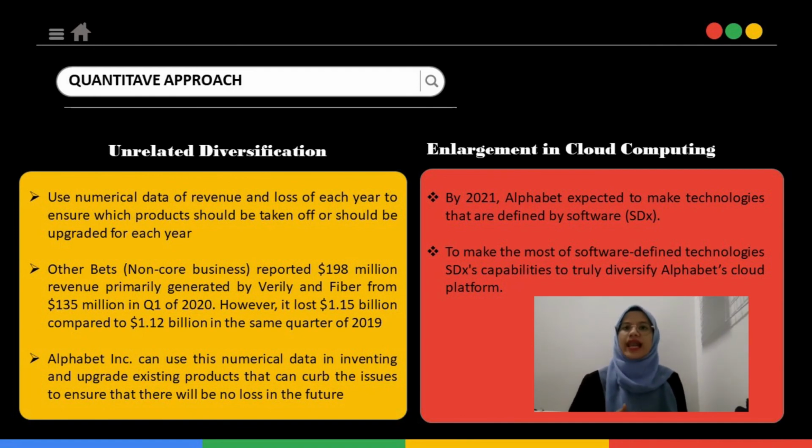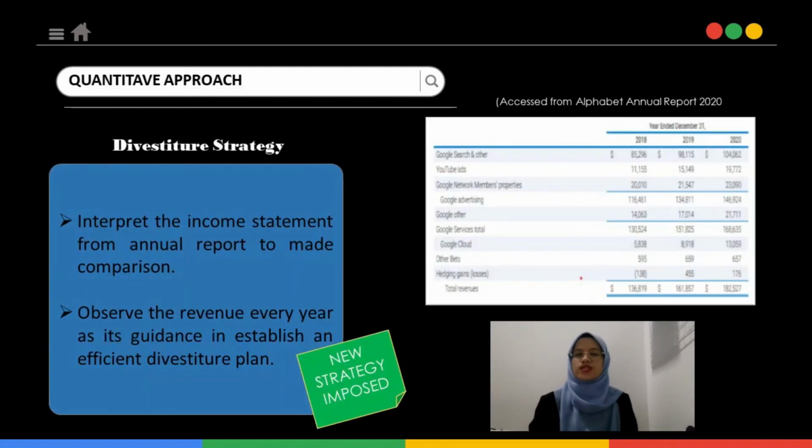Meanwhile, for the enlargement in cloud computing, logical abstraction is taking place in the context of technologies in which by 2021, Alphabet is expected to use the software of SDX to diversify the Alphabet cloud platform. The diversity strategy also used the quantitative method, in which Alphabet needs to interpret the income statements from its annual report and compare which sources of income met the expectations of the organization.